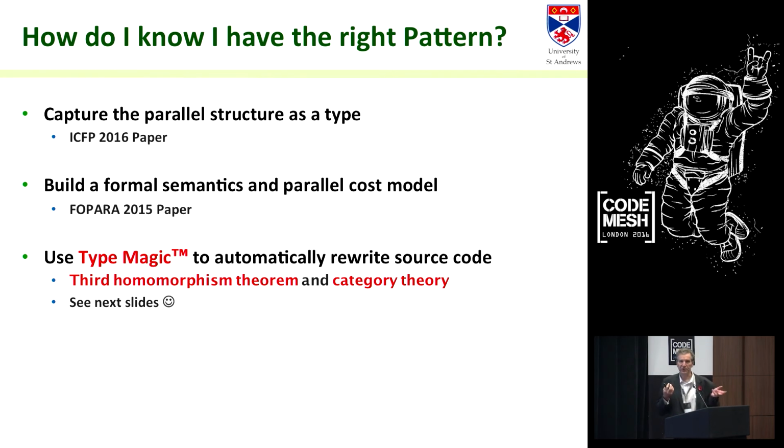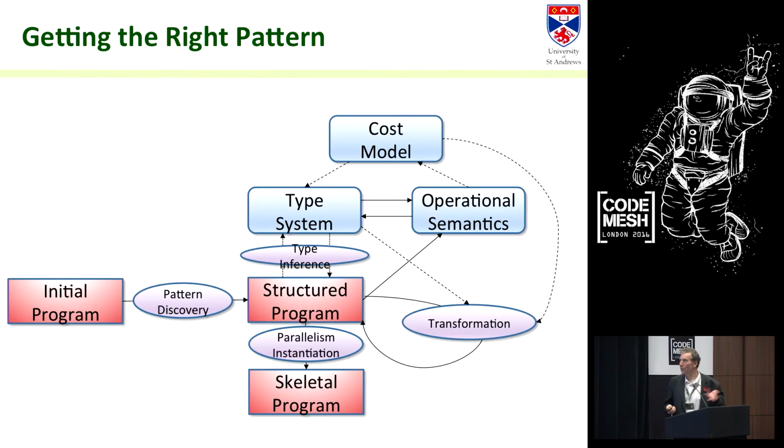Okay? If you want to know what the type magic is, go and read our ICFP paper, but roughly speaking, it's the third homomorphism theory and category theory. Okay? So simple. All you have to do is understand category theory, and now you can rewrite parallel programs. Great. Or we could do it for you.